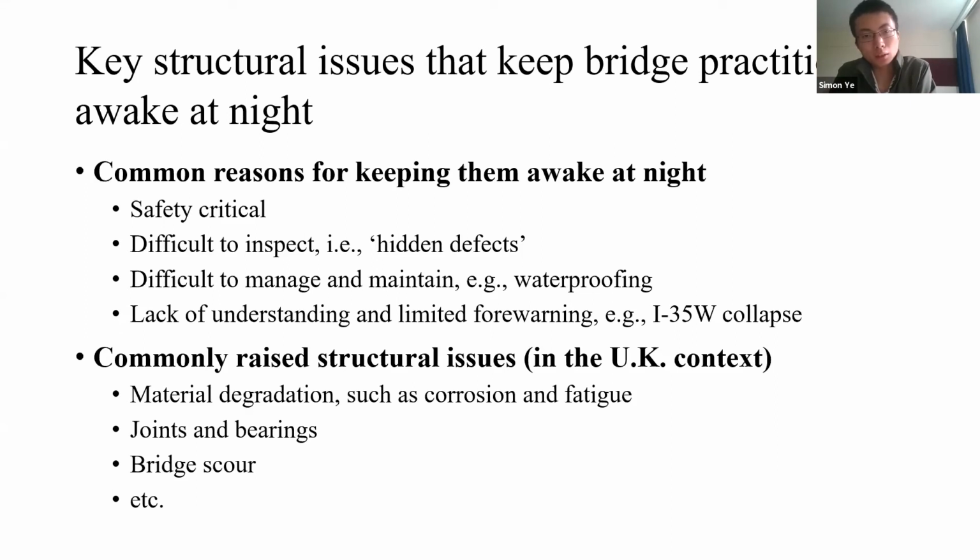So for example, hidden defects. And next one is the bridge issues are difficult to manage and maintain. So a typical issue for bridge operation and maintenance is waterproofing, because waterproofing almost always failed, and that can lead to problems like material degradation. And finally is lack of engineering understanding of certain issues and limited forewarning for certain failure modes. So for example, some failure modes are pretty sudden and unpredictable, so that can cause a problem.